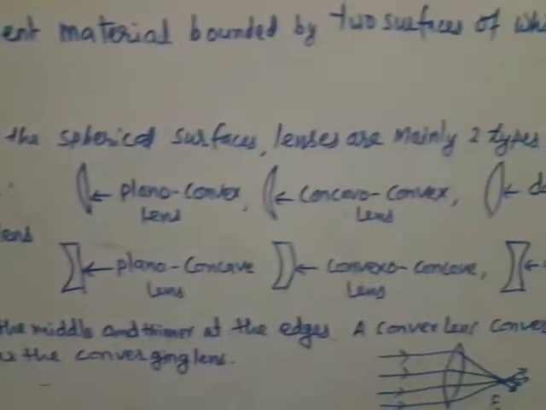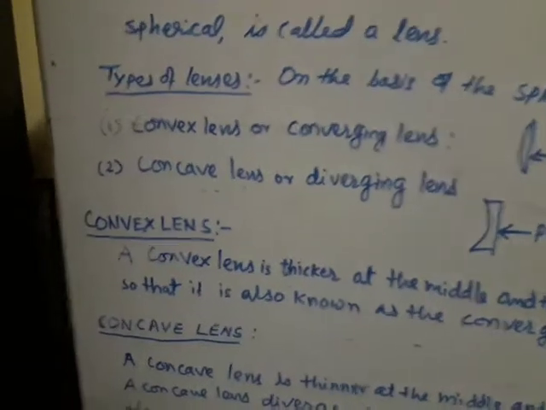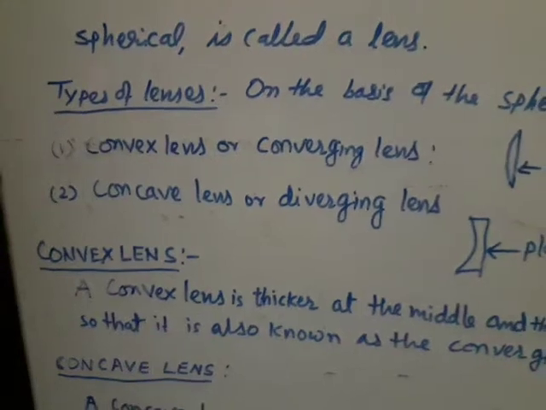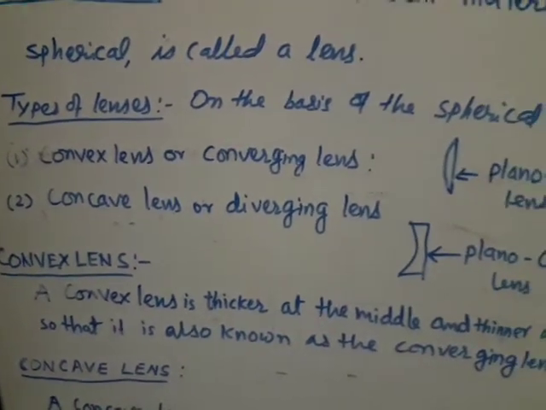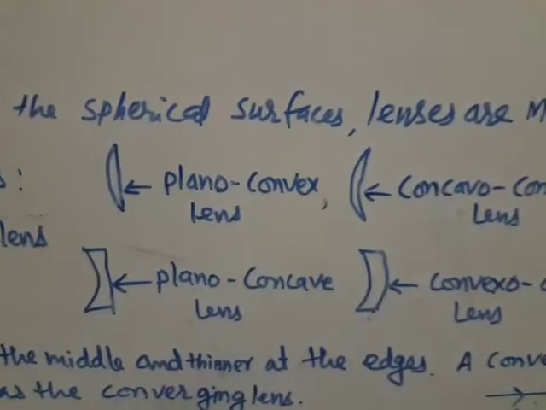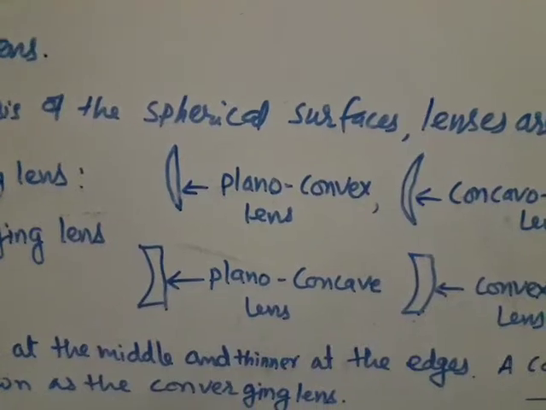One is the convex lens or converging lens. Another is the concave lens or diverging lens. The convex lens is further of three types on the basis of their spherical surfaces.